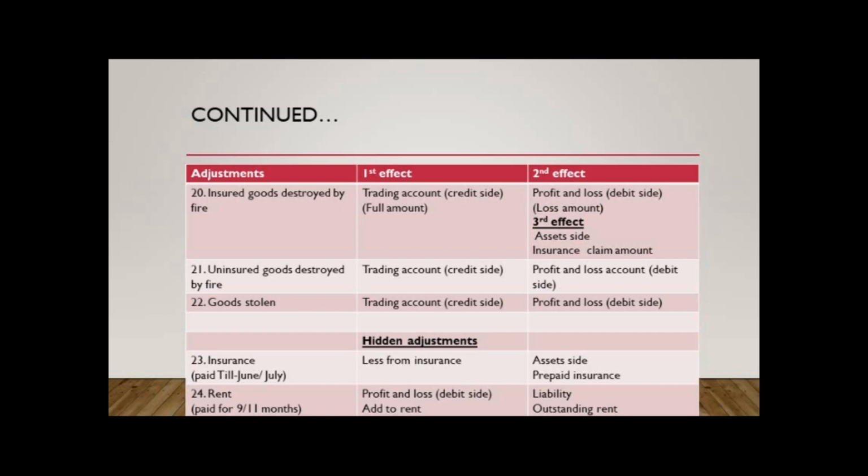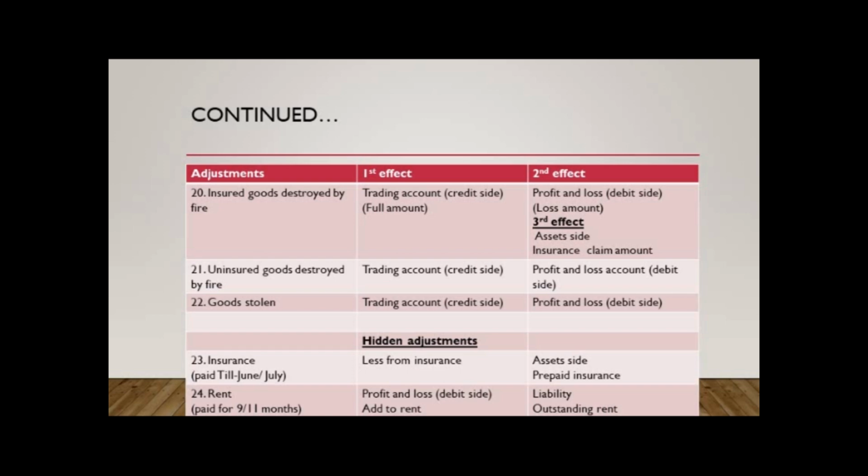Adjustment number 21, uninsured goods destroyed by fire. Now, uninsured means what? We have not taken any insurance. Therefore, it is a total loss from the company's point of view. So, the first effect, trading account credit side with full amount. And the second effect, profit and loss account debit side with full amount. The next is goods stolen. Goods stolen, again it is a loss from the company's point of view, and therefore the first effect, trading account credit side, and the second effect, profit and loss account debit side.